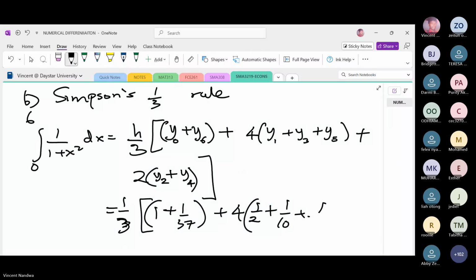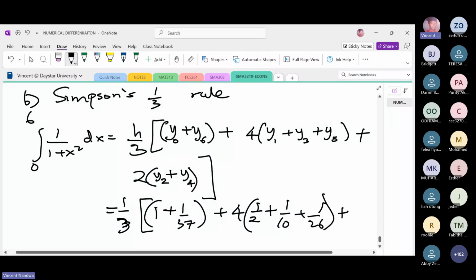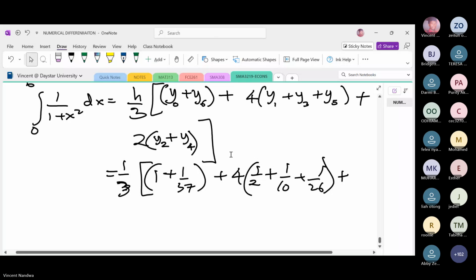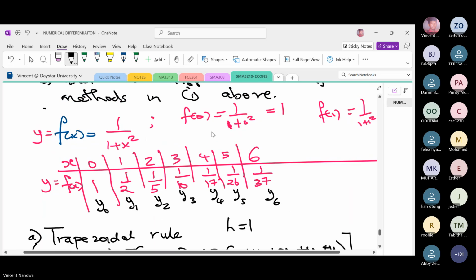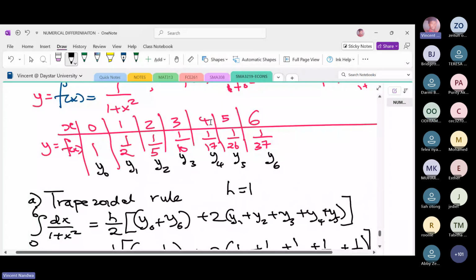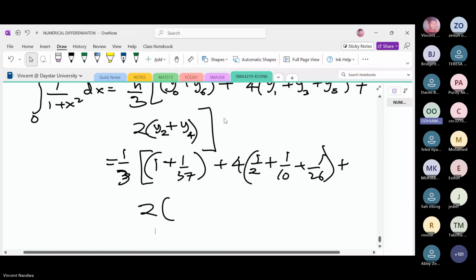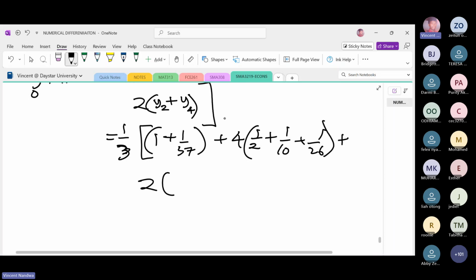Then plus twice y2, it's 1 over 5 plus 1 over 17. Correct. So then can you evaluate that and tell me the answer?